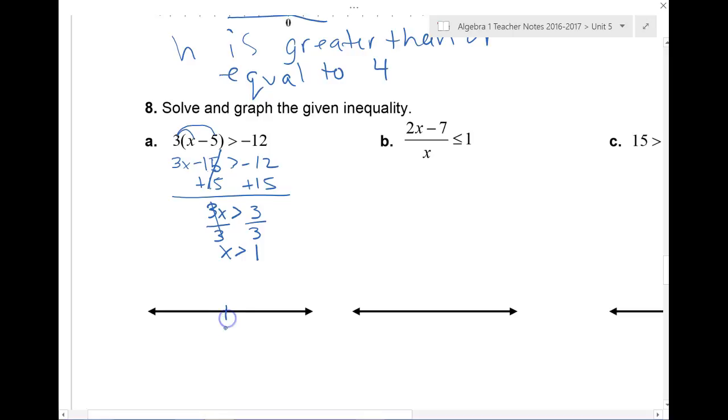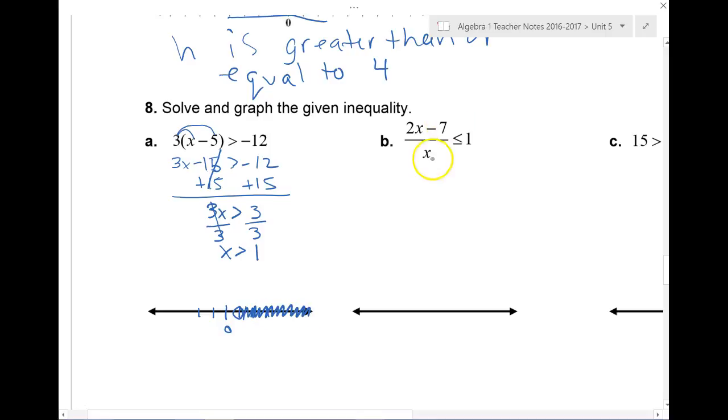So now on the graph, if I put 0 here, 1 here, and then a couple marks around it, 1 is right here, and remember it doesn't have the line, so it's an open circle. And it's pointing to the right, so it's x is greater than, going this way.